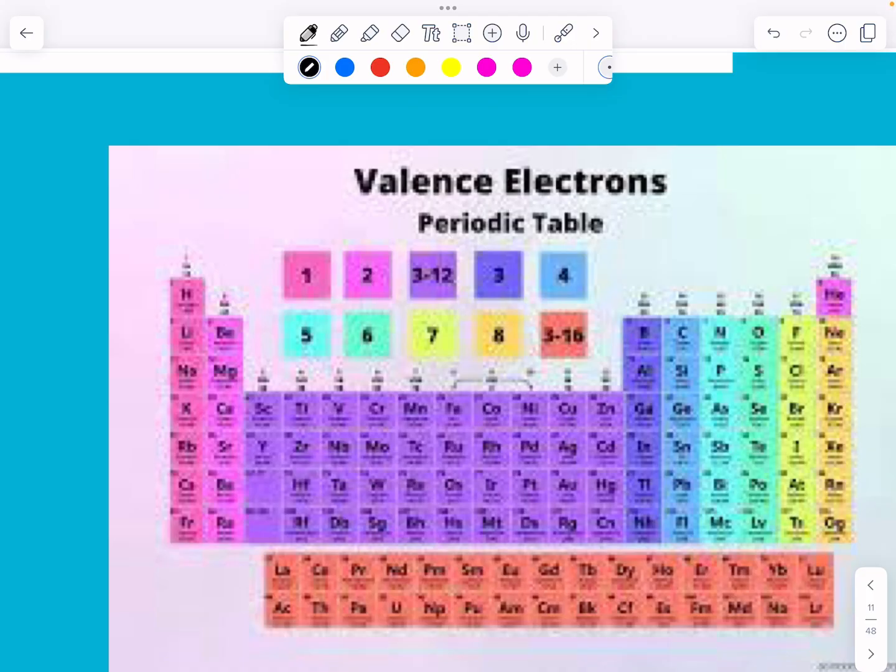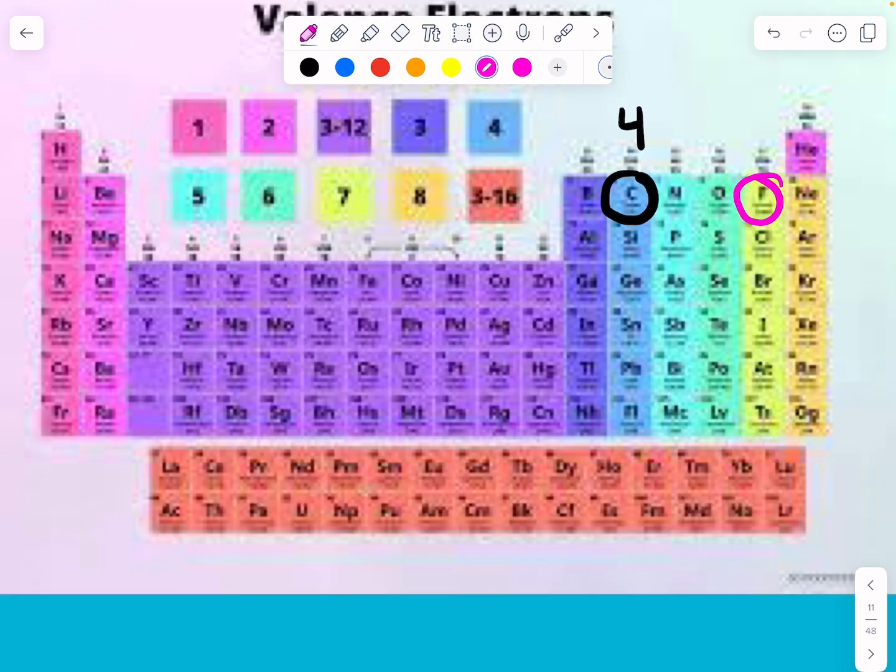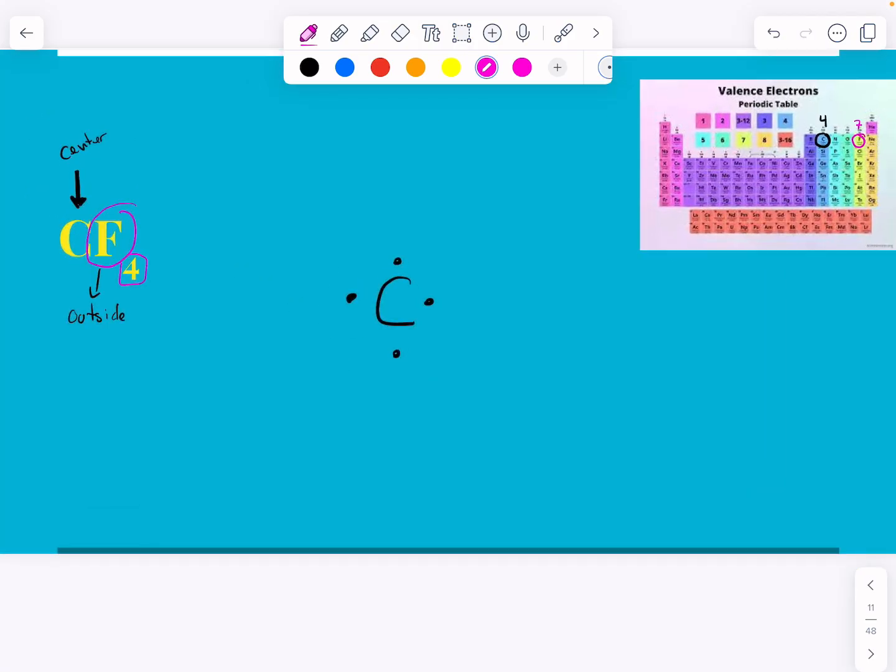Okay, so carbon's here, right? And so it is in the column of 4 valence electrons. So I'm going to start by drawing a carbon. I'm going to go 1, 2, 3, 4. I then need to add my fluorines, and I have 4 of them to add. Fluorine on our periodic table is here, so it has 7. So I'm going to add 4 fluorines, and they each have 7. 1, 2, 3, 4, 5, 6, 7.